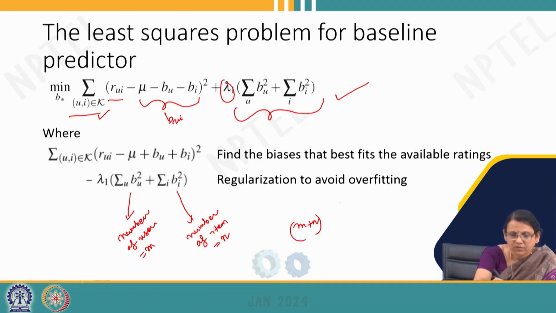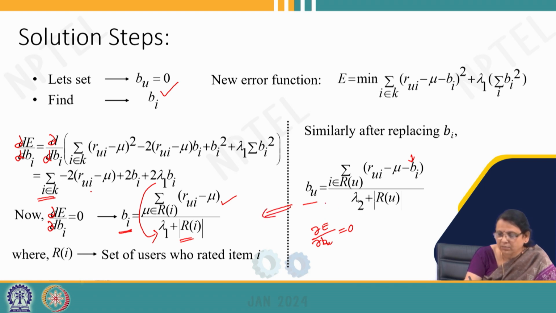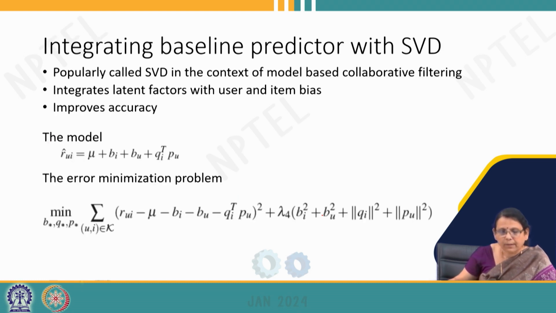So, here we will assume mu is known, BI's are estimated. Now the value of BU will also be known. So now what remains? This one and this one, where these BI values are already estimated. So we put this value, and moving in the same manner that we did here, we take the partial derivative of E with respect to a specific BU, set it to 0, and from this we determine, just like we did here, in a similar manner we can find out the values of BU.